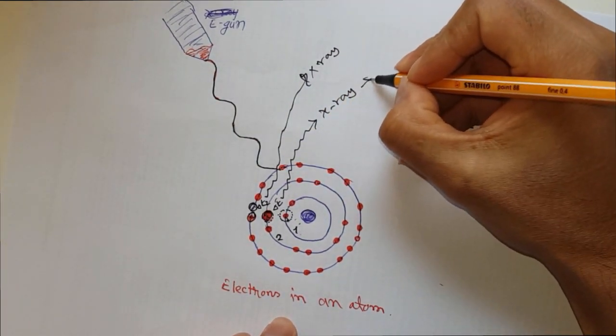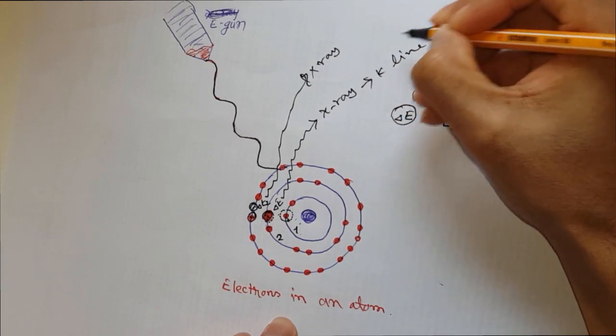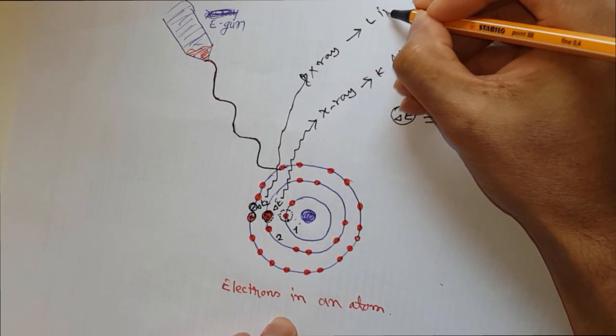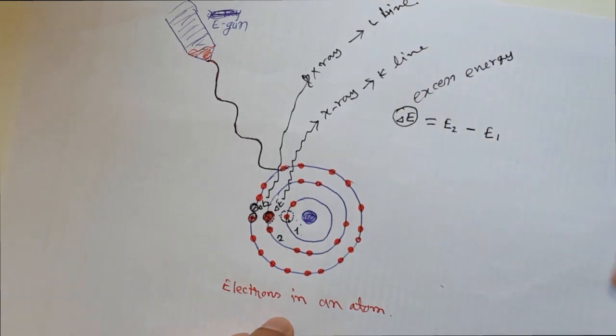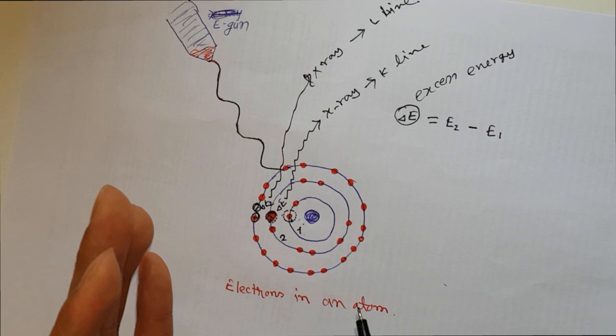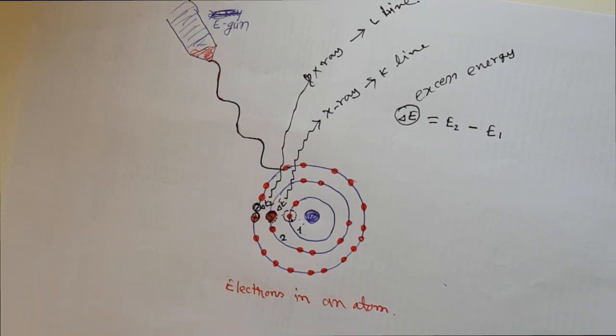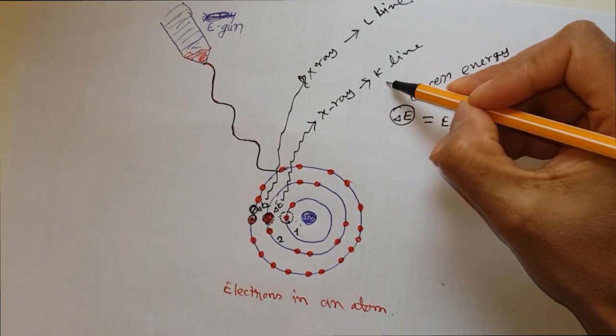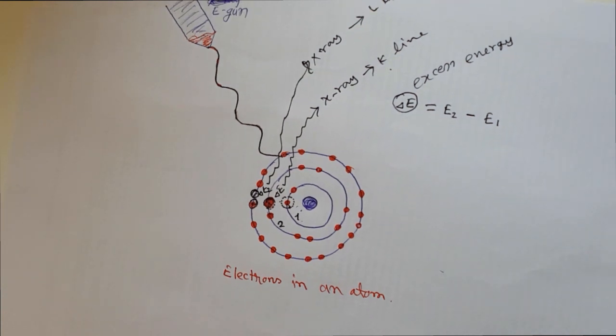This is the so-called K line. This is the so-called L line. X-rays have different spectra, so depending on which orbital the X-ray is created from, we can call it K line, L line, M line, and so on. This is a little bit advanced. If you want to know more, I have another video you can have a look at. So this is the main phenomenon of how X-ray is created.